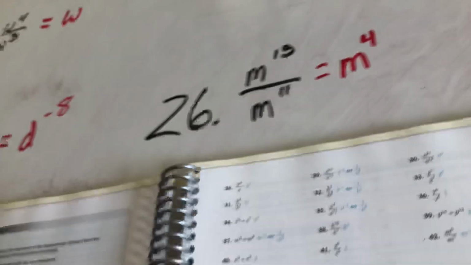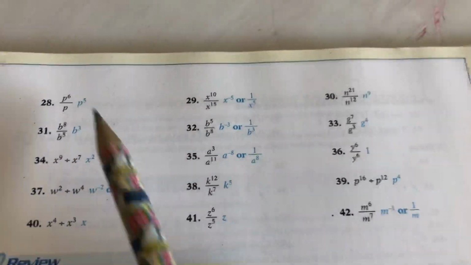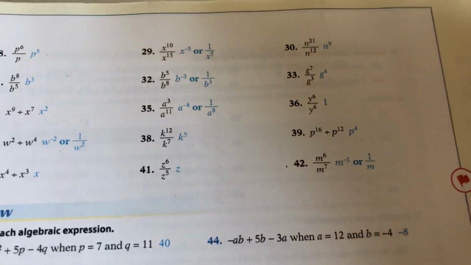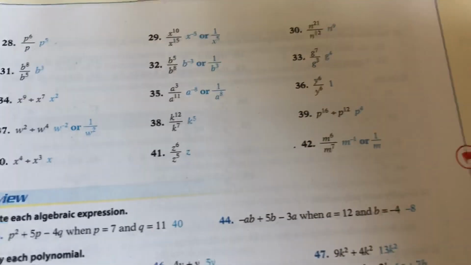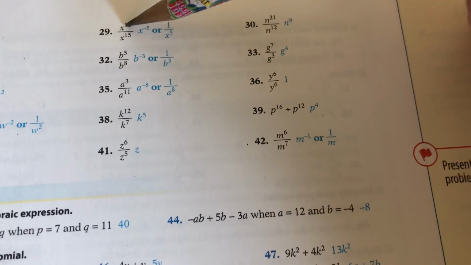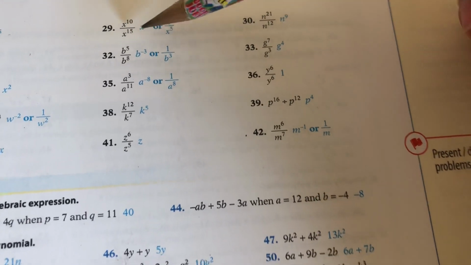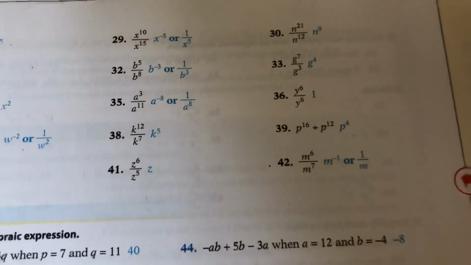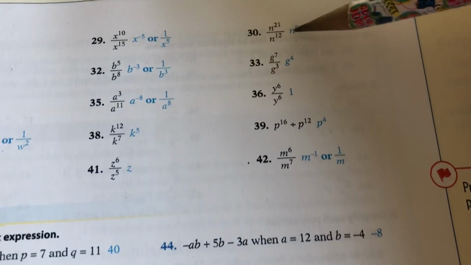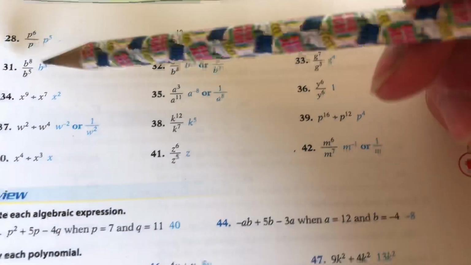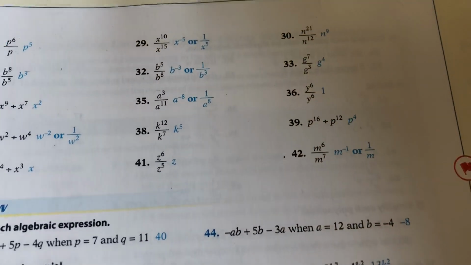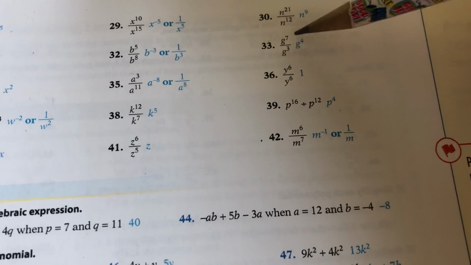Okay, let's just quickly review these answers. P to the 6th over P is P to the 5th. Okay, 6 minus 1 is 5. 29, x to the 10th divided by x to the 15th is x to the negative 5th. Don't worry about the ones that say "or." We haven't talked about that. 30, n to the 9th, 21 minus 12. 31, b to the 3rd. 32, b to the negative 3rd. 33, g to the 4th.